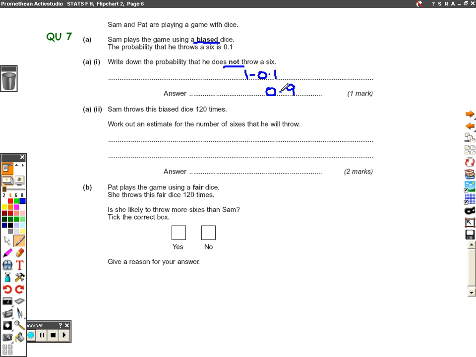Sam throws his dice 120 times. Work out an estimate. Okay, your expected, this is a wee formula that you need to have learnt, is your probability times by your chances. Probability of getting a 6 is 0.1. He's rolling it 120 times, so that's 120 chances. So multiplying that out, either with a calculator or without, it should get you 12. Without a calculator, remember, take the decimal point out. So 1 times 120 gives you 120. You had 1 decimal in the question, so 1 in the answer, 12.0.